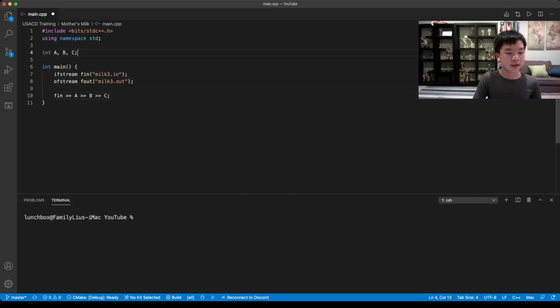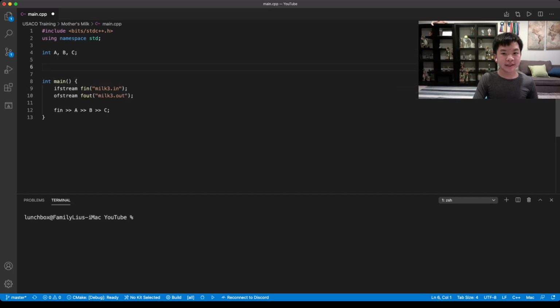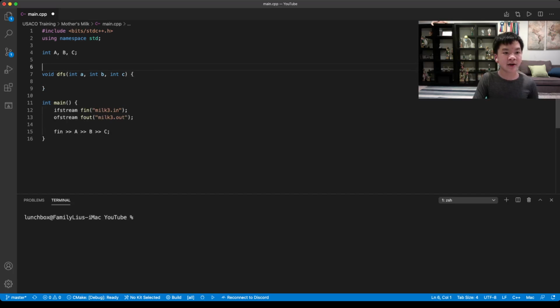Now, as I said before, we need a function to DFS. We can call this, and remember we have our small a, small b, and small c. Now we need our visited array. Let's call this viz, sized 21 by 21 by 21. Originally, every single value would be 0, so we just memset it.